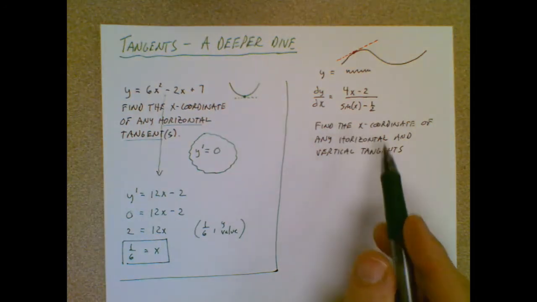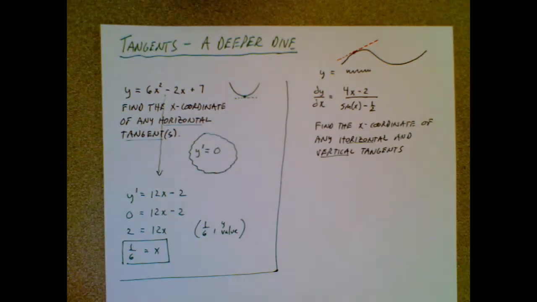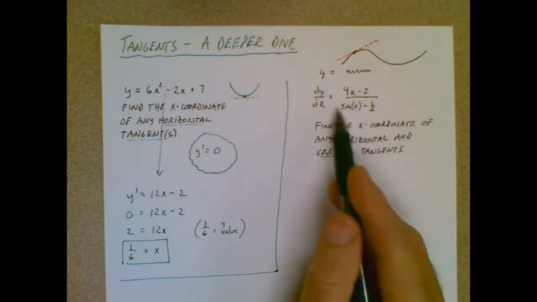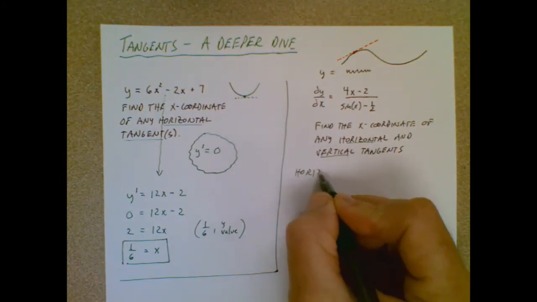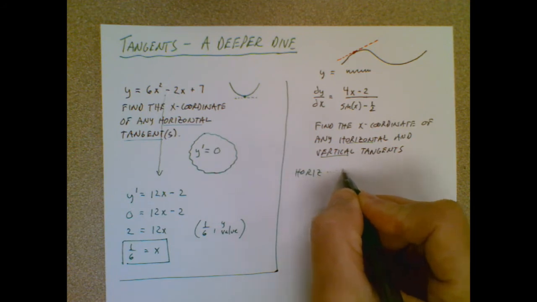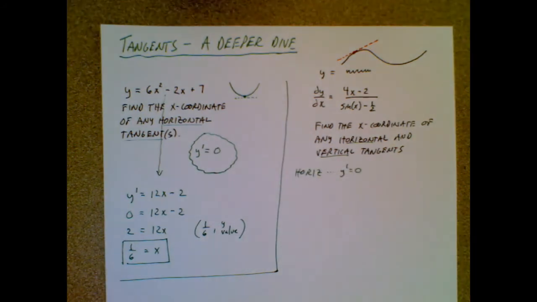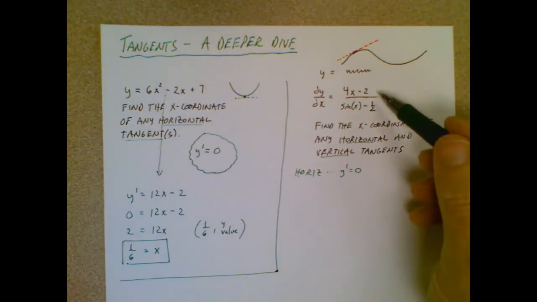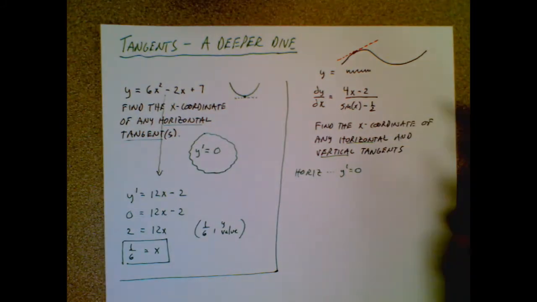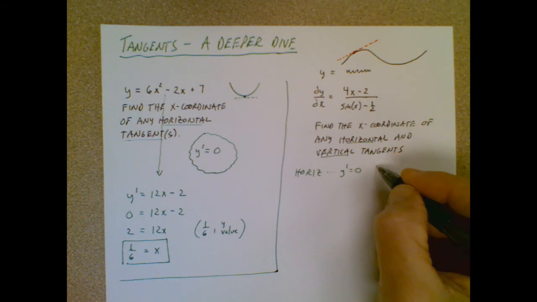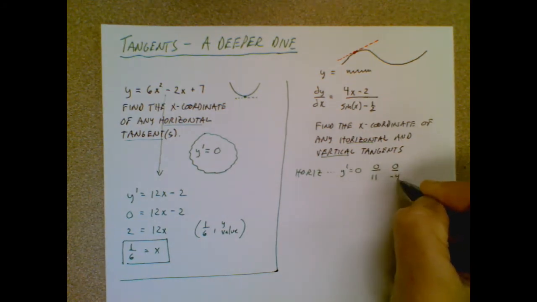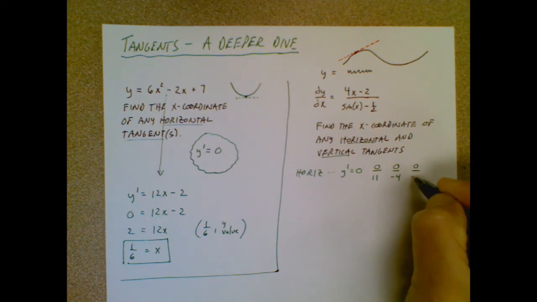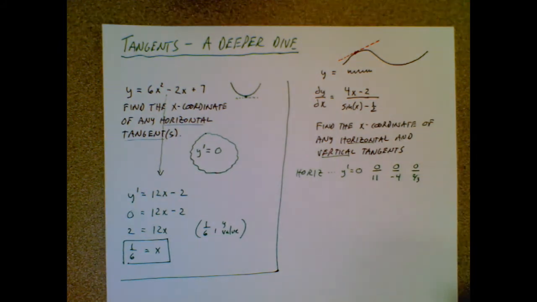So we want to find the x-coordinate of any horizontal or vertical tangents. So I chose this derivative on purpose because remember, if it's a horizontal tangent, that means the derivative equals 0. And in this case, since we have a fraction, remember that any fraction in the world equals 0 when it has 0 in the numerator. All of these fractions equal 0 because they have a 0 in the numerator.